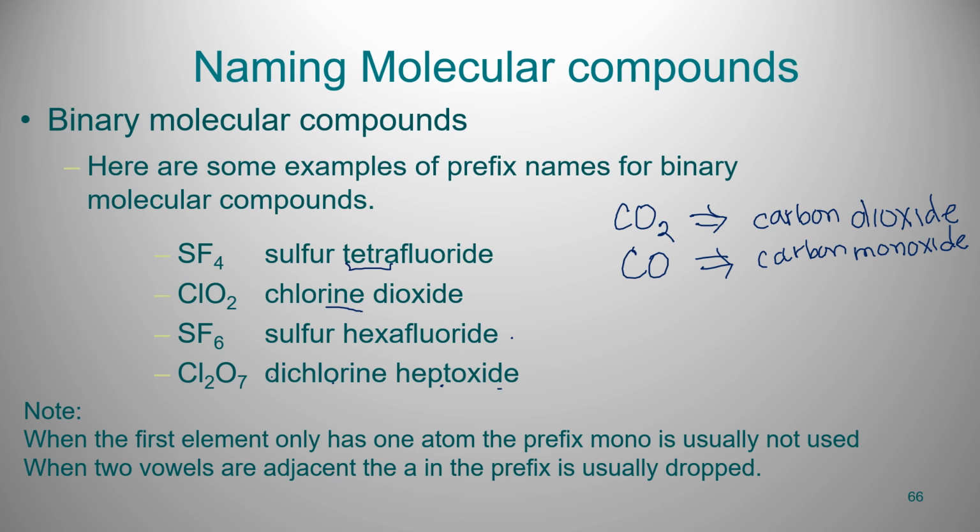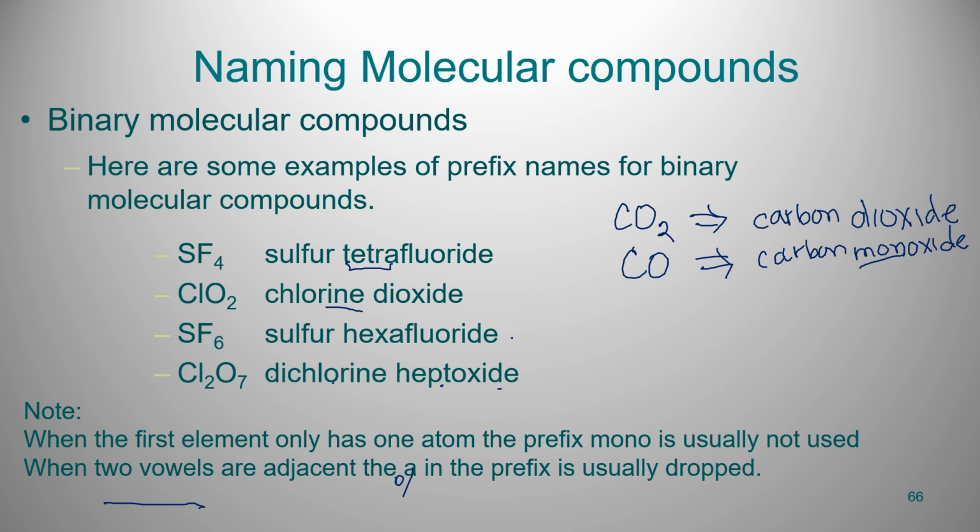Technically, if you said carbon oxide, this is what you would be talking about, because the mono would be left off, but just for emphasis, we put mono. Do note this one: if there are two vowels adjacent, we generally drop the A, so it would be the A and the prefix, or the O or A and the prefix. So monooxide, we don't say monooxide, we say monoxide.